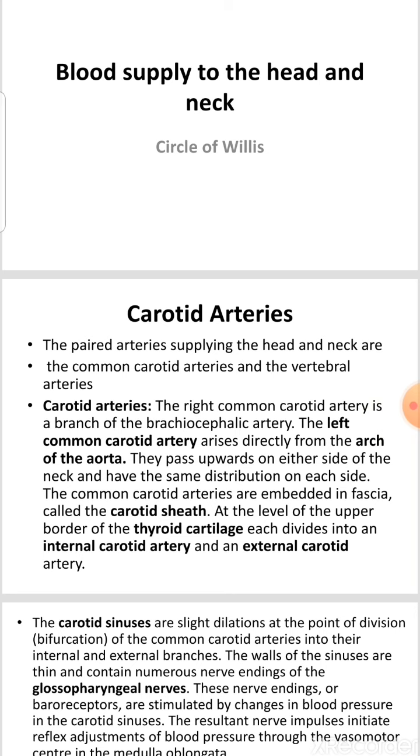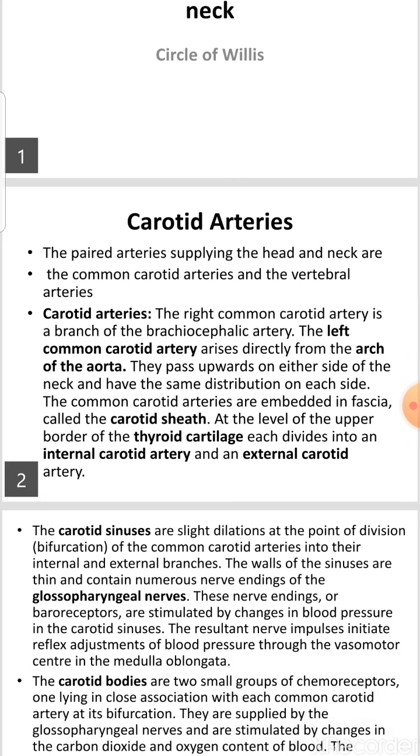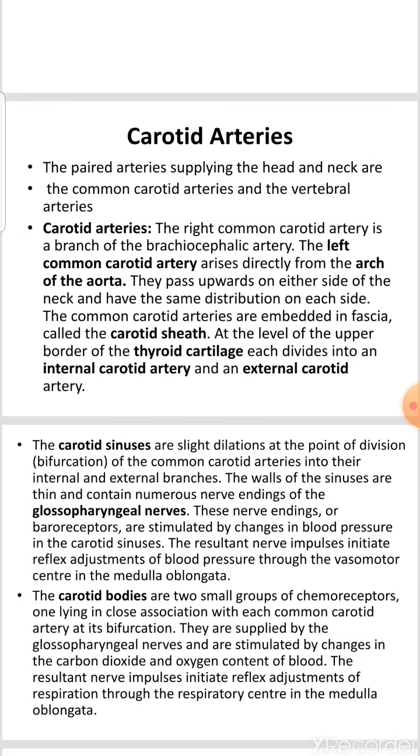So basically, the arteries taking part in the circulation of head and neck are two vertebral and two carotid arteries. We will discuss these arteries individually. Let's talk about the carotid arteries first. As I have already said, these are paired branches, the one arising from the right and the other from the left. The right from the brachiocephalic trunk and the left directly arising from the arch of aorta.